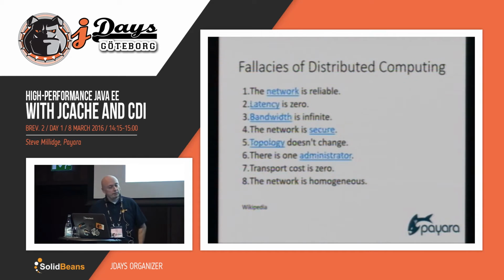The other ones are pretty obvious. Bandwidth is infinite. None of us live on a shared network, obviously. The network is secure. Topology doesn't change. There's only one administrator. Transport costs, and effectively marshalling costs, serializing and deserializing data to JSON, for instance, have 0 cost. But as we're doing a talk on JCache, the only one we're really interested in at the minute is that latency is 0.